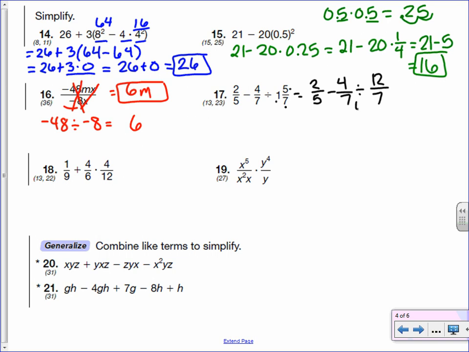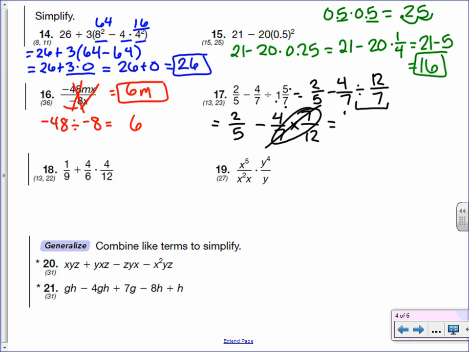When I divide by a fraction, it's the same thing as multiplying by its reciprocal. Division comes before subtraction by order of operations. So I have 4/7 times the reciprocal of 12/7, which is 7/12. When we have the same number diagonal like this, they cancel out.